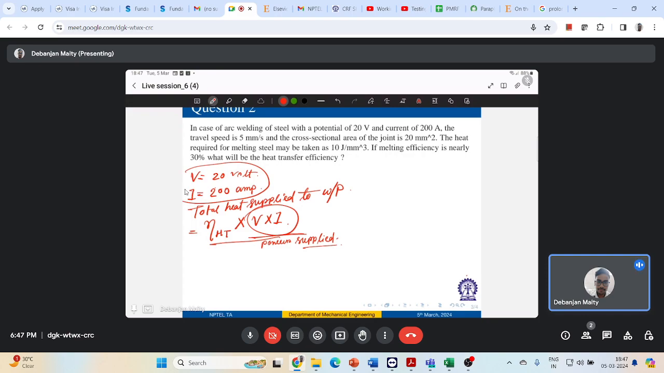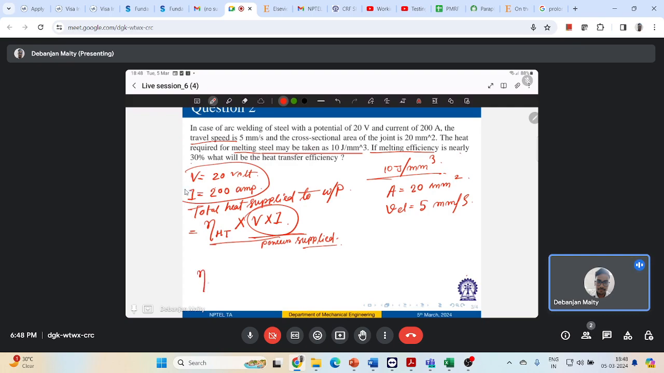Now I say that the heat required to melt the material is given as 10 joule per mm cube. I have provided the cross-sectional area as 20 mm square and also the travel speed. So velocity is 5 mm per second, right? If melting efficiency is nearly 30%, what will be the heat transfer efficiency?